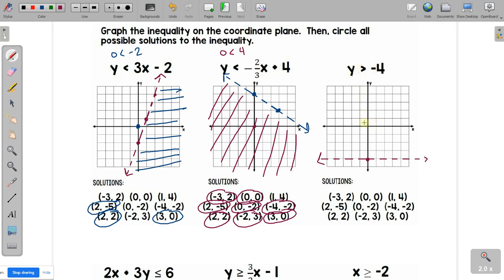So if we test a point (0, 0), so just 0 is greater than -4. Is that true? It is true. So we're going to shade above the line.